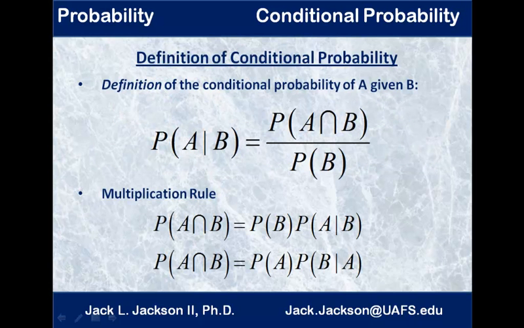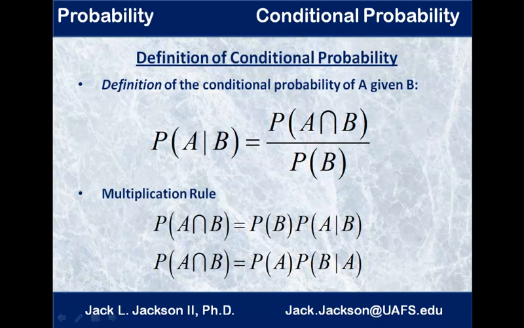Let's begin by recalling our definition of conditional probability. The conditional probability of A given B is the probability of A intersect B divided by the probability of B. Notice that the probability we put in the denominator here is the probability of the event that we know has occurred, the given event, which is the second event listed in this notation.